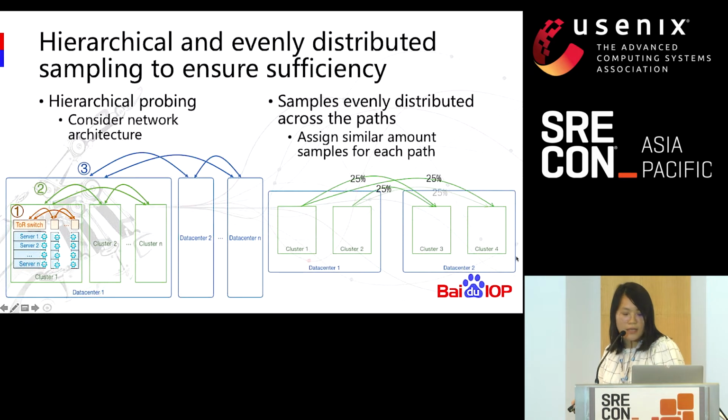The samples are evenly distributed across the 4 possible paths. The sample proportion is 25% respectively. In addition, the scheduler will prioritize healthy servers and guarantee load balance to reduce the dependency on the state of the server itself.